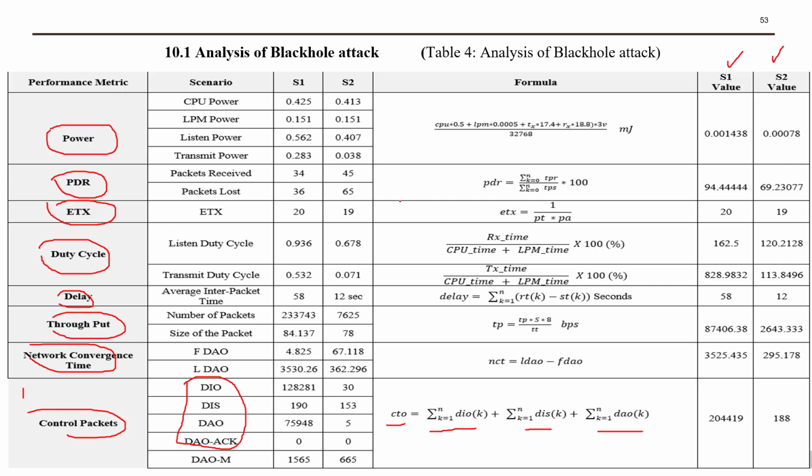Now, what is control packet? You add all three things: the number of DIO packets, the number of DIS packets, and the number of DAO packets. In the first scenario we have this many: almost 2 lakh, 4419 packets, and here it is only 188 packets. So what it shows is that if the attacker is inside the radio range of the sink node, a larger number of control packets is created, which is not good for the network. That means your network is not stable. The same applies to all attacks: if more control packets are generated, the network is unstable. In the second scenario we have only 188 packets. So this is regarding the convergence time.